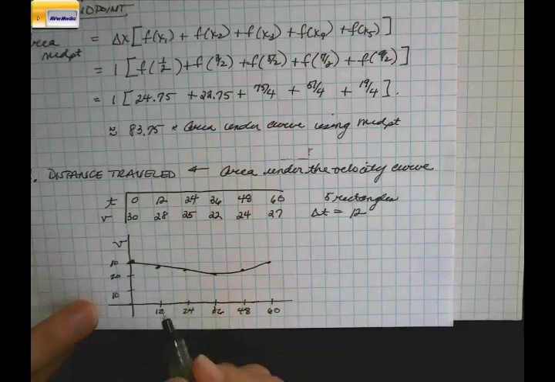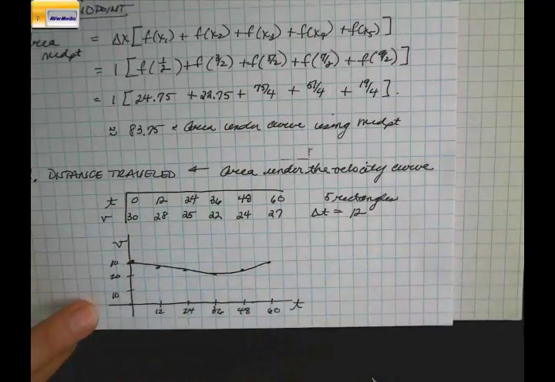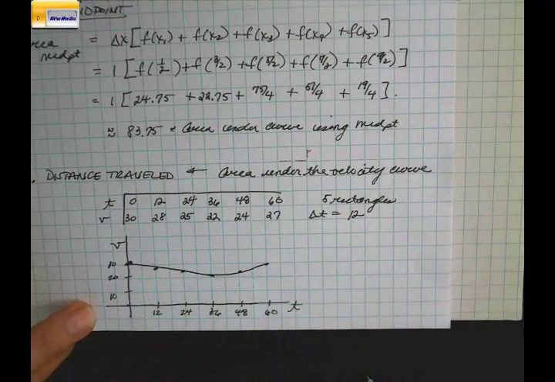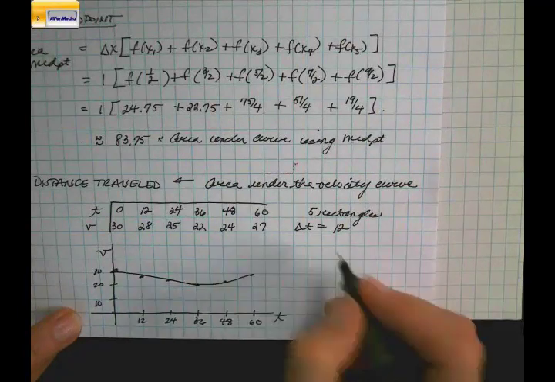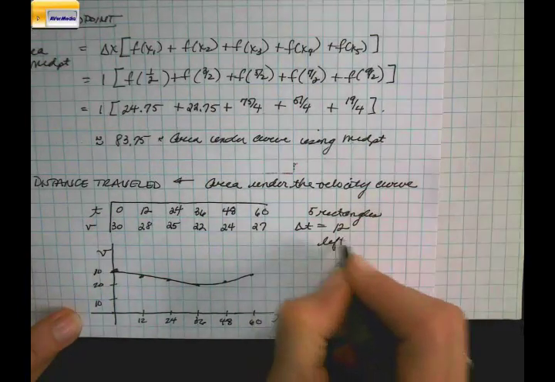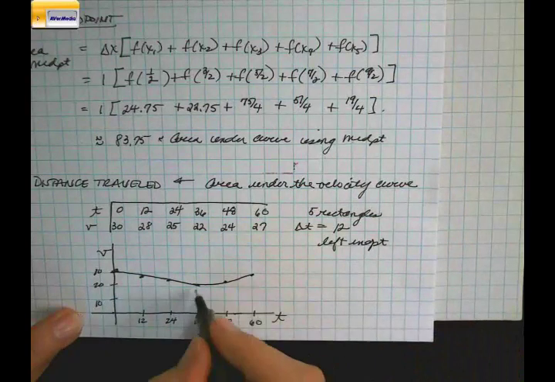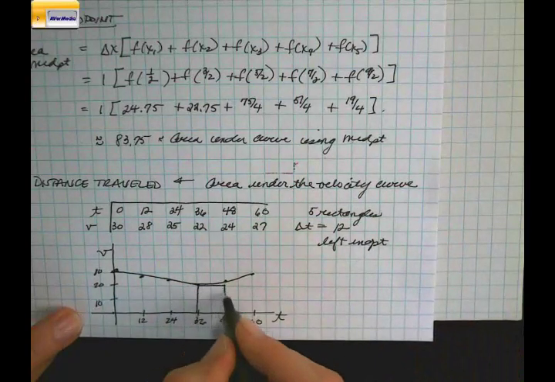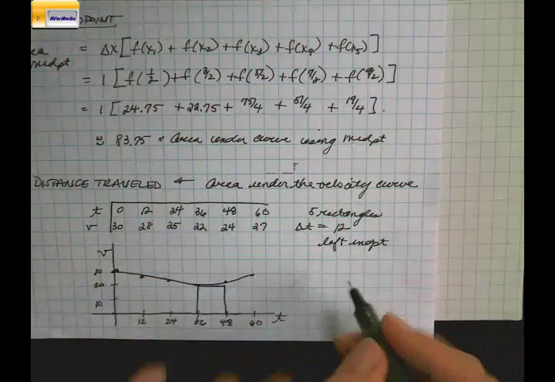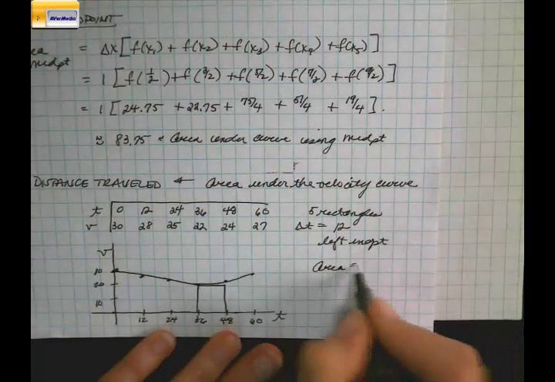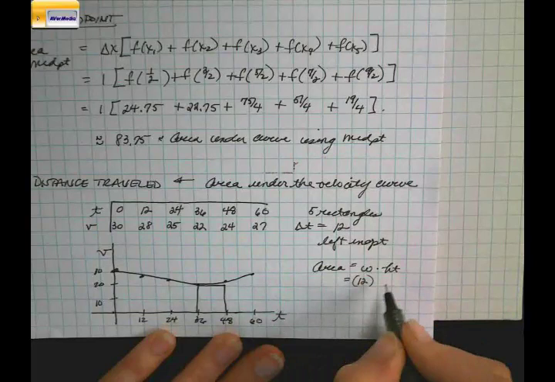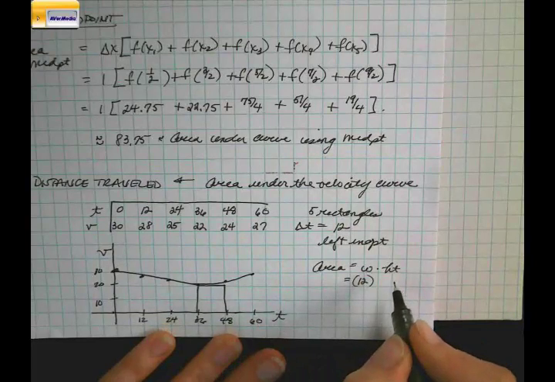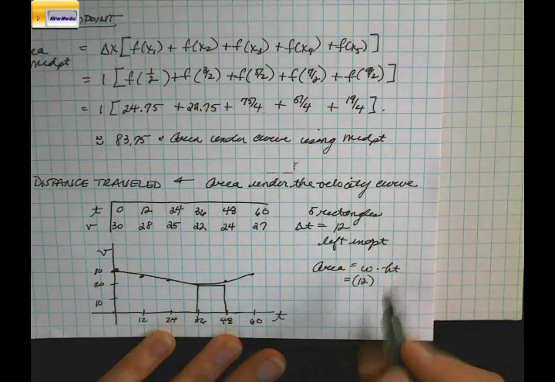Your vertical is your velocity, and your horizontal is time. Now, the area under this curve, and what does it want me to use? It wants me to use the left endpoint. Okay, the left endpoint. So let's think about the left endpoint right here at 36 seconds. Now, the area under the curve here is going to be width times height. Well, the width is 12, and the height is 28.